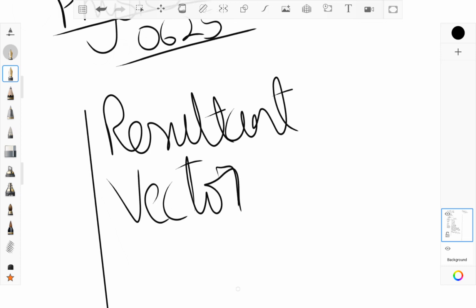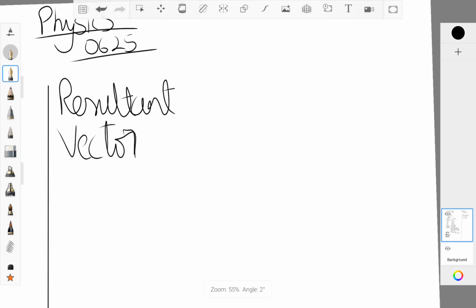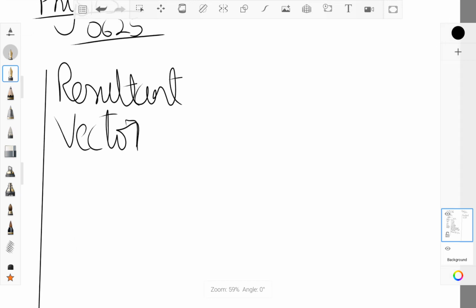So a resultant vector is a vector quantity that has the same magnitude and direction as the combination of two or more vectors. So basically, it's the effect of combining two or more vectors. And at least in the scope of the IGCSE syllabus, you only need to consider resultant vectors when two forces or velocities meet at right angles.